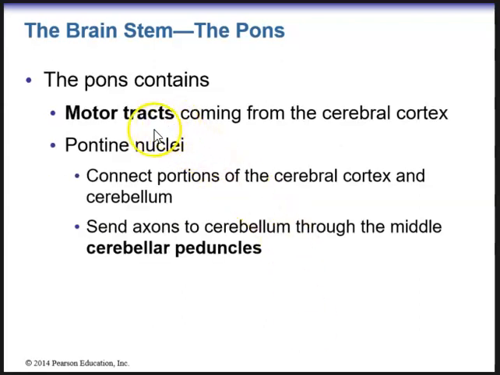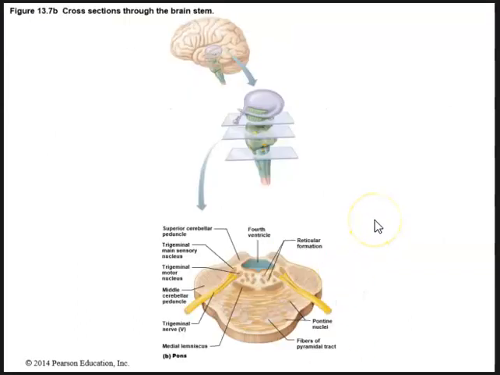We know that the pons contains motor tracts coming from the cerebral cortex, which go down the spinal cord to the effector organs. The pons contains pontine nuclei, which connect portions of the cerebral cortex and the cerebellum that send axons to the cerebellum through the middle cerebellar peduncles. Okay, so basically, we know that the brainstem does help provide connections from the brain to the cerebellum. Again, the cerebellum, we talked about being an important structure for coordination of movements and balance and such.